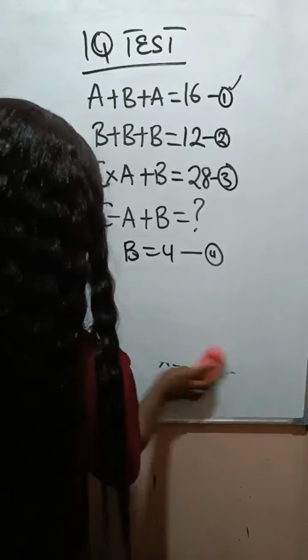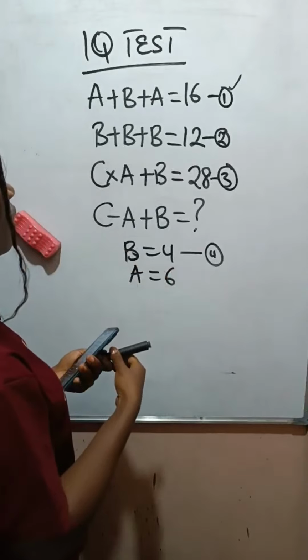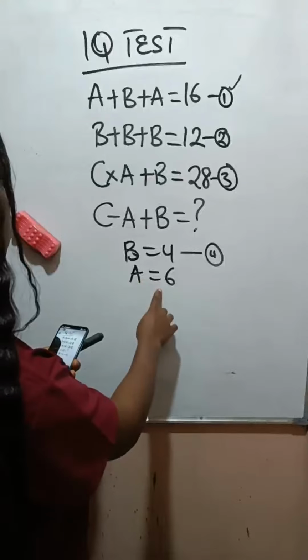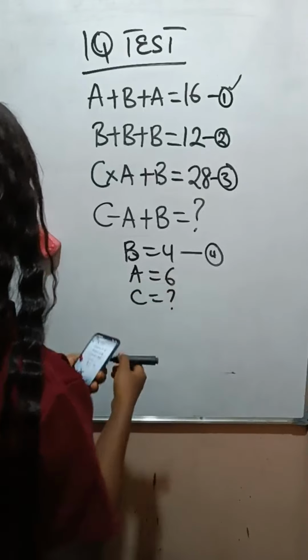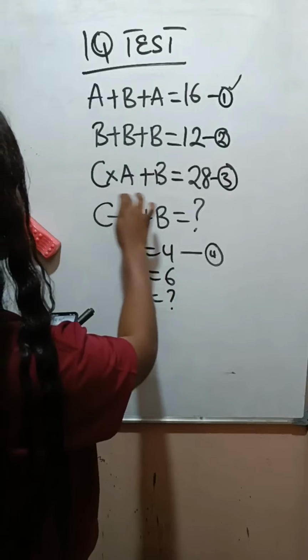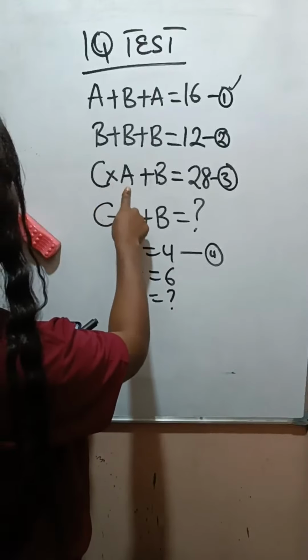So we substitute again. Our A is equal to 6. Now, if our A is equal to 6, we are looking for C. C is equal to what? If you look at the third equation, you will notice that this third equation consists of C, A, and B.